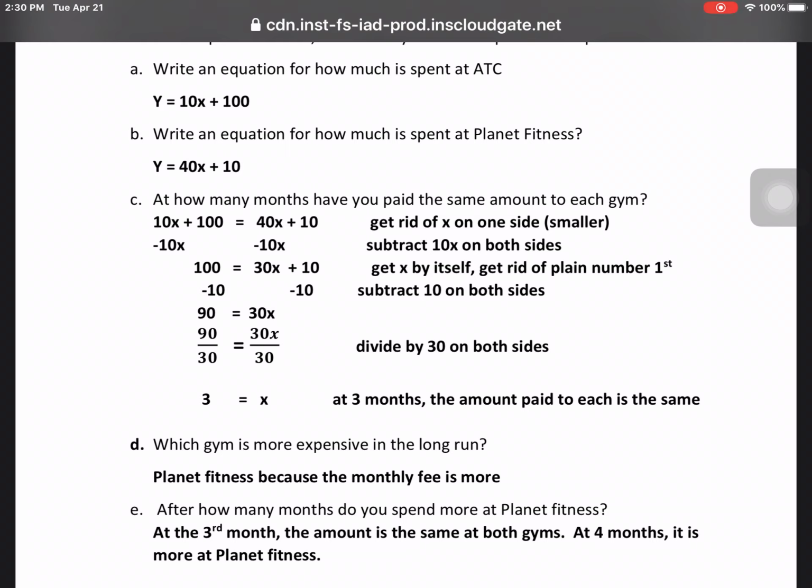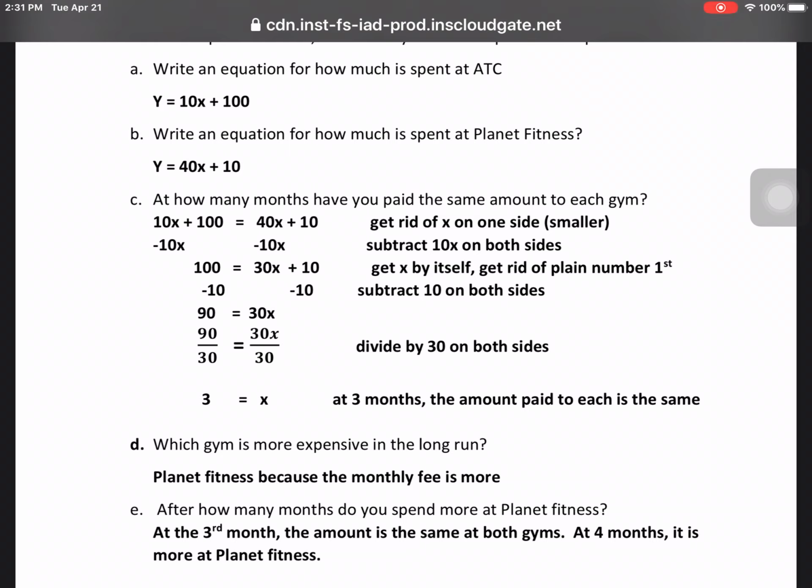So we have 10x on the left and 40x on the right. So subtract 10x on both sides. On the left side, 10x's cancel. On the right side, 40x minus 10x equals 30x.